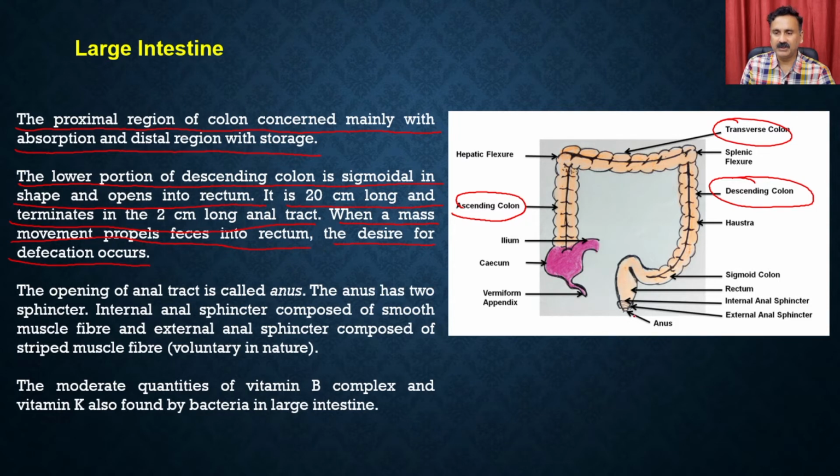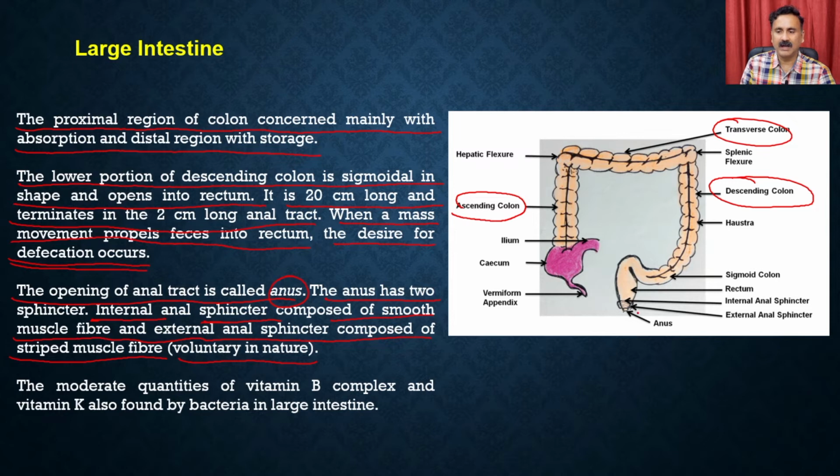So, if there is pressure on this particular anal tract, then the person is going to have the desire for defecation. The opening of the anal tract is called the anus, and the anus has two sphincters, the internal as well as the external sphincter. The internal is composed of smooth muscle fibers, and the external anal sphincter is composed of striped muscle fiber, which is voluntary in nature.